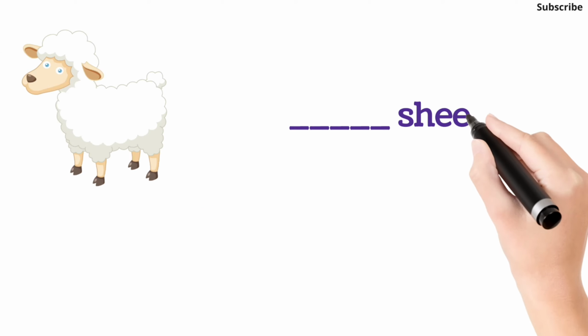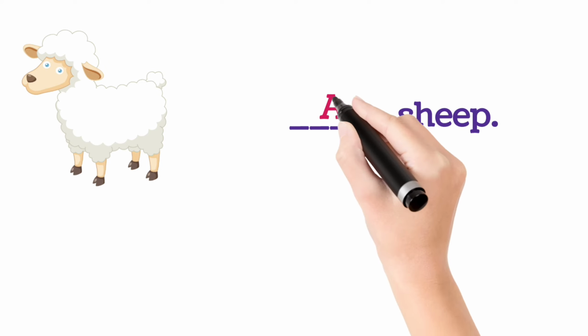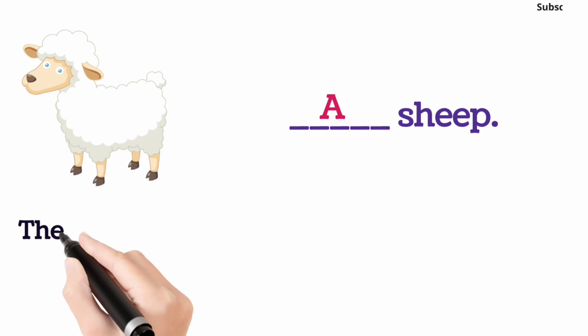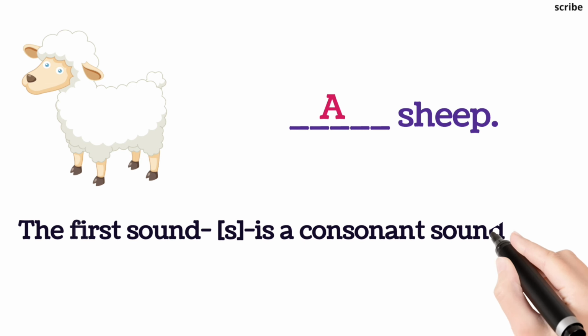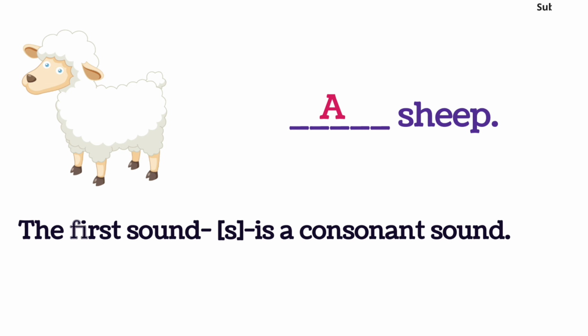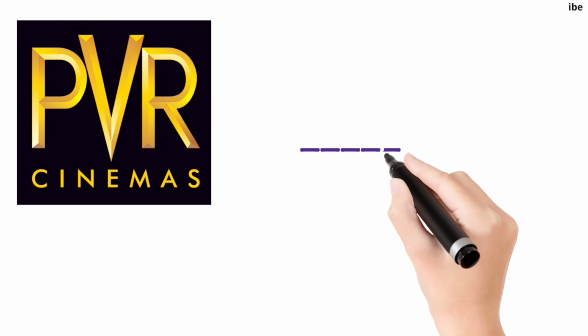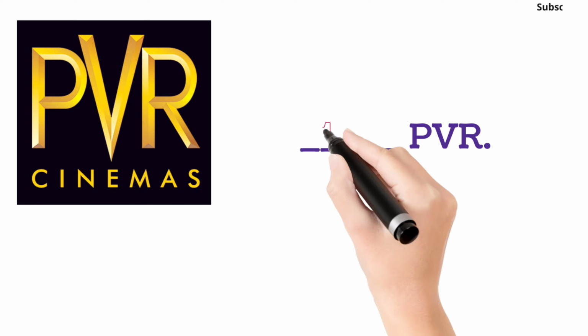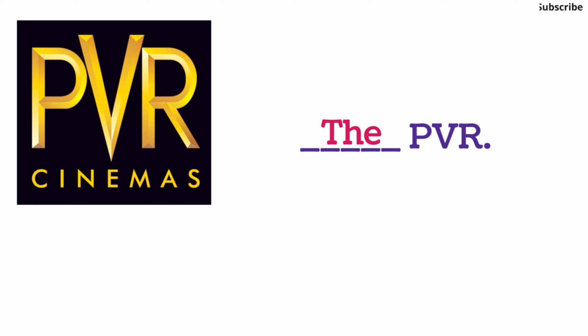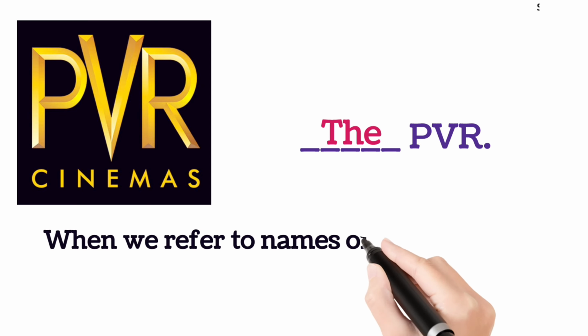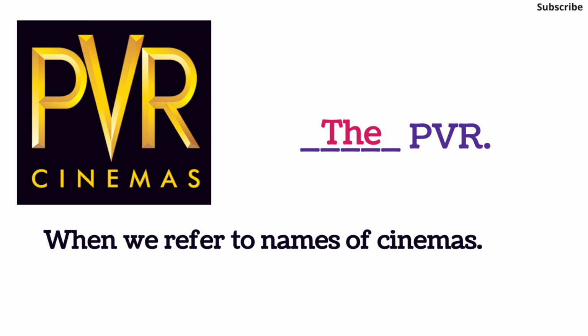Dash sheep. A sheep. The first sound s of sheep is a consonant sound. So a sheep. Dash PVR. The PVR. When we refer to the names of cinemas, we use the. So the PVR.